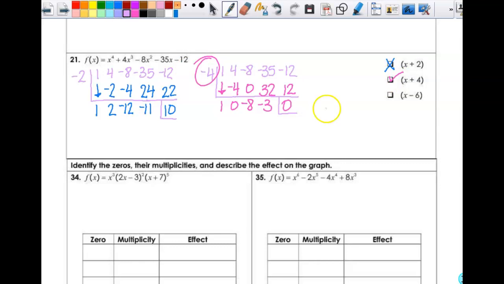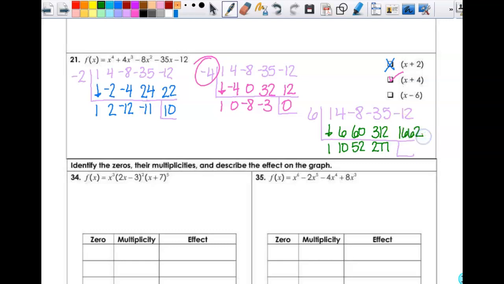I'm going to use my same numbers on the inside again. 1, 4, negative 8, negative 35, and negative 12. This time on the outside, I'm using 6. Bring down my 1, it's 6. 10, 60. Right? Add those, I get 52. 6 times 52 is 312. 312 minus 35 is 277. 277 times 6 is 1662. And this is 1650. That clearly does not work.